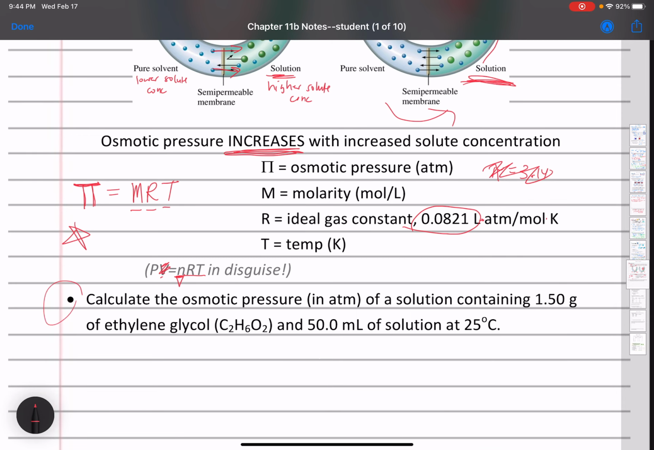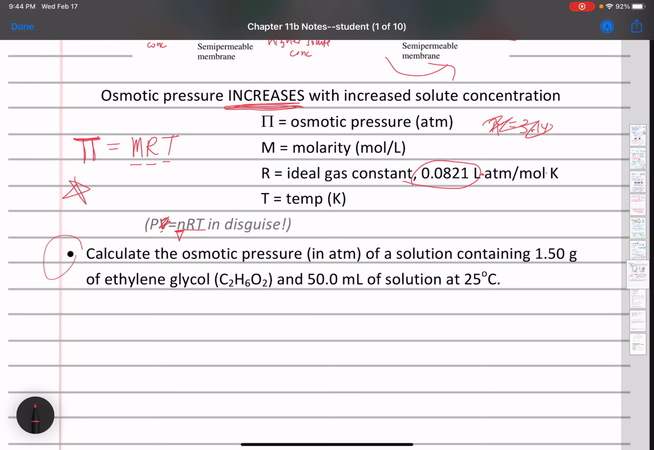All right, so let's calculate the osmotic pressure in atmospheres of a solution containing 1.5 grams of ethylene glycol in 50 milliliters of solution. So our solution is, we have 50 milliliters, that's the volume. And dissolved in that 50 milliliters is 1.5 grams of our solute. And we want to know what is the osmotic pressure.